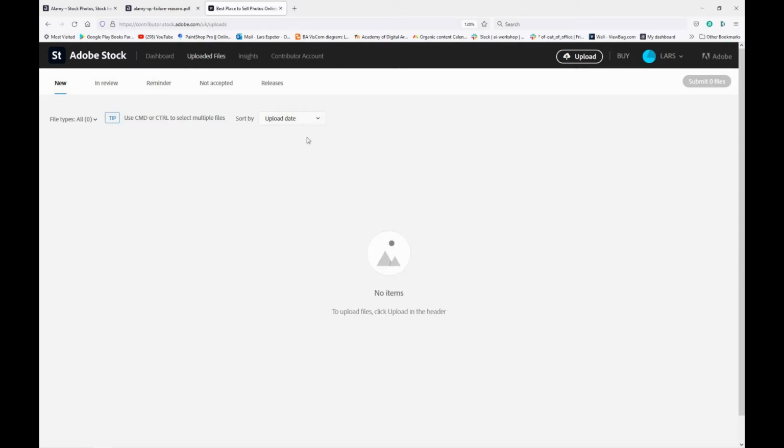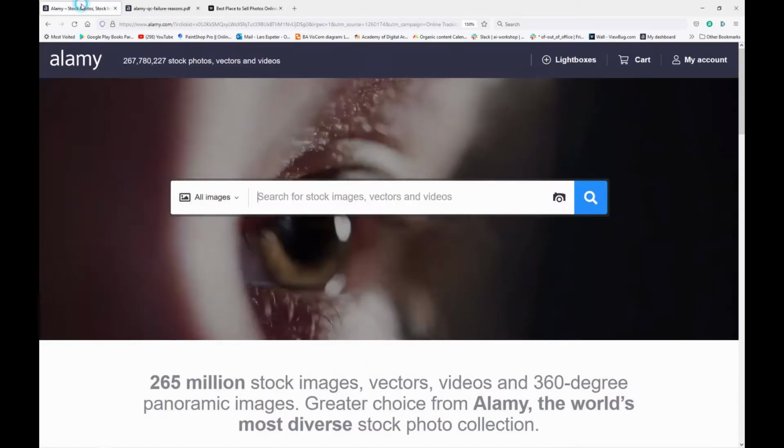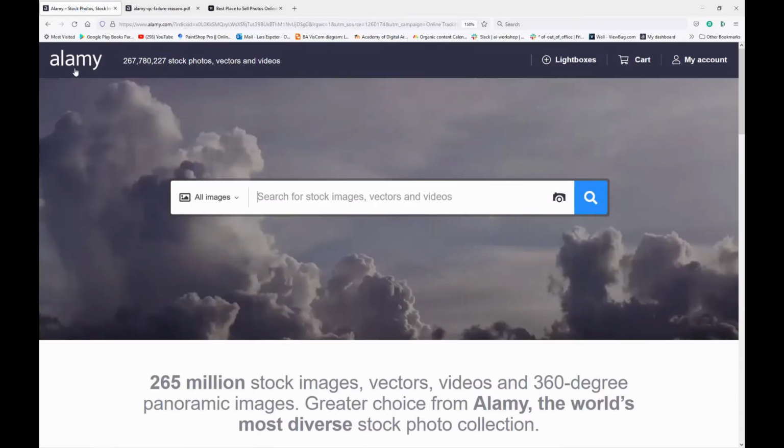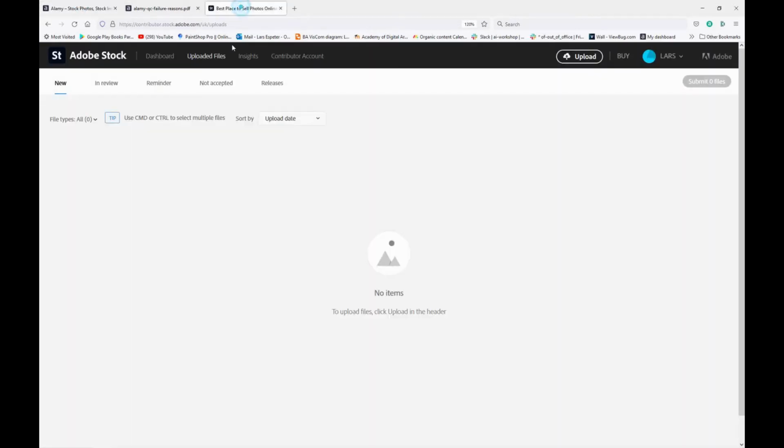Okay, so let's hop right in. I tried two different stock image websites recently. I tried to get onto a third one, but Getty Images seems to be really hard to get into. But that doesn't really matter right now. So I was busy enough with these two, with alamy.com and with Adobe Stock.